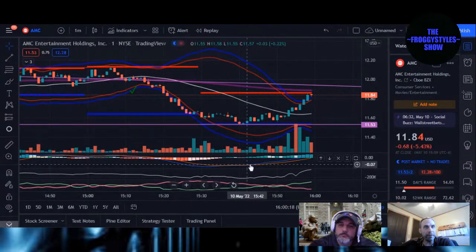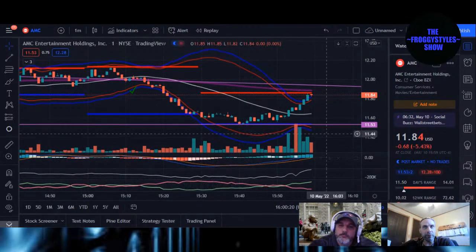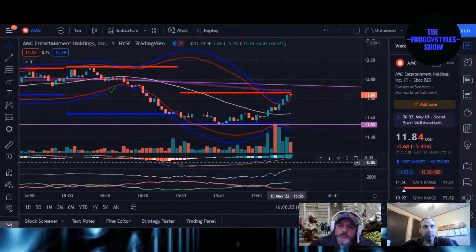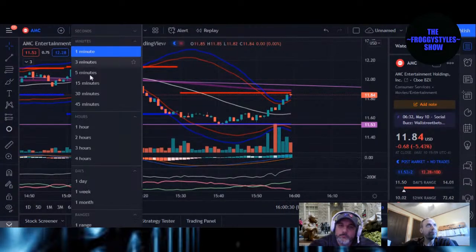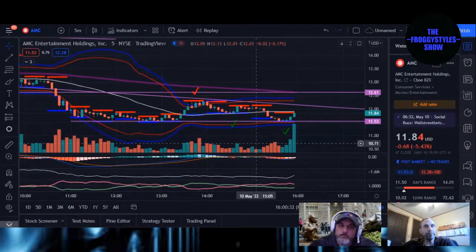See here in the MACD, it's trending to go up. What's really weird is it just broke even at the end of the day. You see the MACD? Just broke even. That's weird.